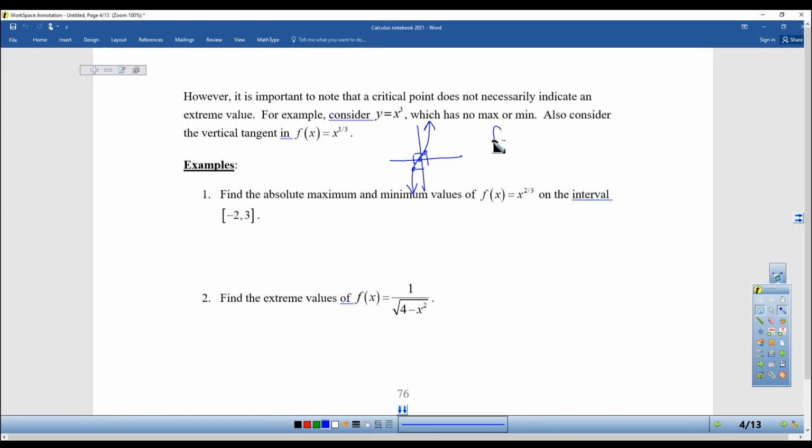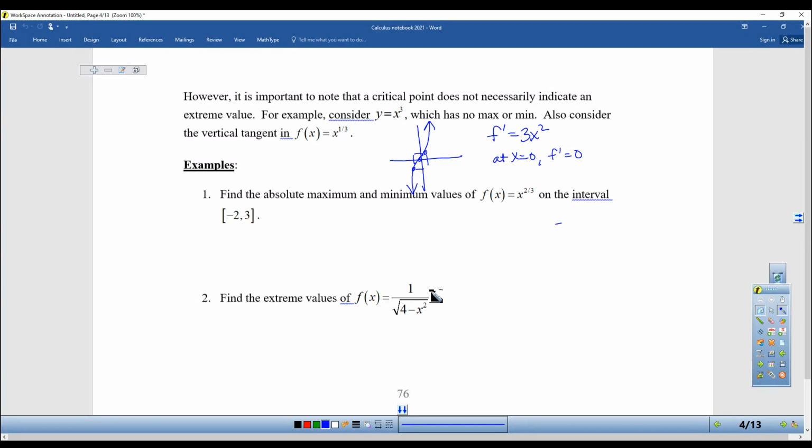But if you took the derivative of it, you would get 3x squared. And you would say, oh, at x is equal to 0, the derivative is equal to 0. Well, that's true, but it doesn't mean it has a max or a min. So it is possible that a critical point does not necessarily indicate an extreme value. What is the bottom line of this whole thing? You're going to have to make the graph. You're really going to have to know what things look like. So let's make these graphs.